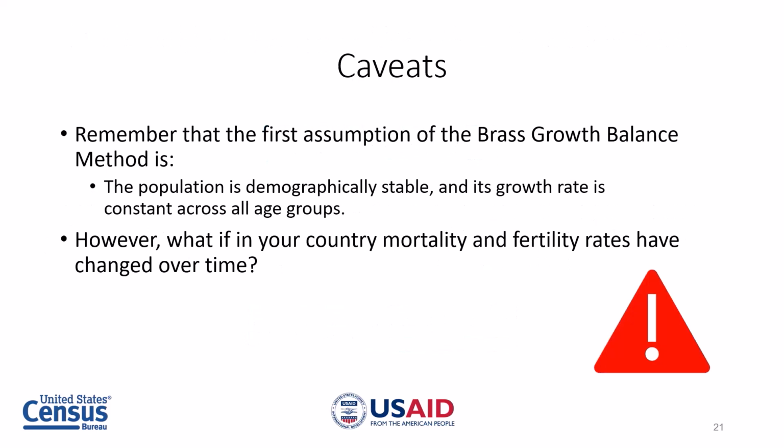So now that you know about the logic behind the Brass growth balance method, let's review its main assumption, that the population is demographically stable. What if in the country you are analyzing, mortality and fertility rates have changed in the last 10 to 20 years? Well, the assumption of a stable population is often violated. Mortality and fertility rates are changing in most countries. To release this assumption, in the next episodes of this module, we cover methods that do not assume a stable population model: the Generalized Growth Balance Method, or GGB, the Synthetic Extinct Generations Method, or SEG, and the Combined GGB-SEG method.